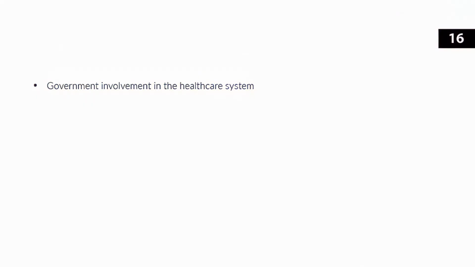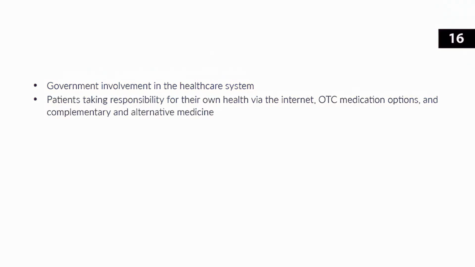So what are some of the solutions that are developing? I'm not saying that these solutions are the correct solutions. These are just some of the things that we see taking place. Additional government involvement in the healthcare system so that citizens have access to some level of affordable insurance. Patients taking responsibility for their own health via the internet, via complementary and alternative medicine, via over-the-counter medicines. We're definitely already seeing this. This has created a booming industry in the sale of vitamins and herbs and alternative medicine therapies.